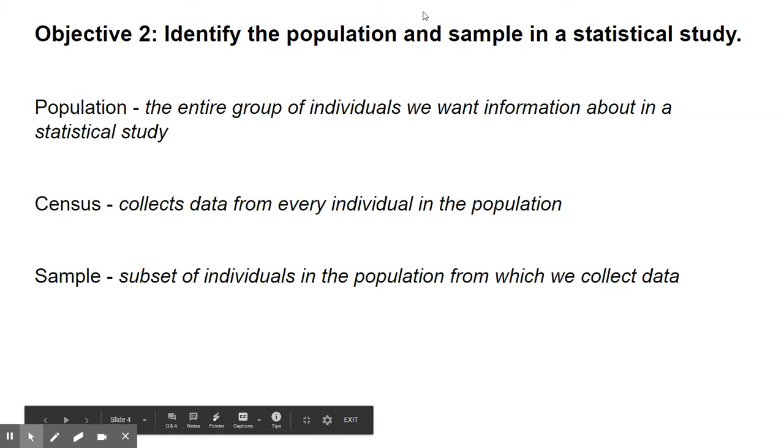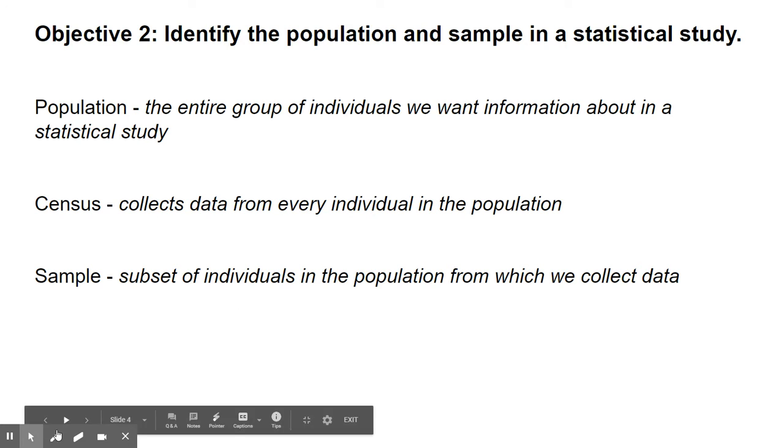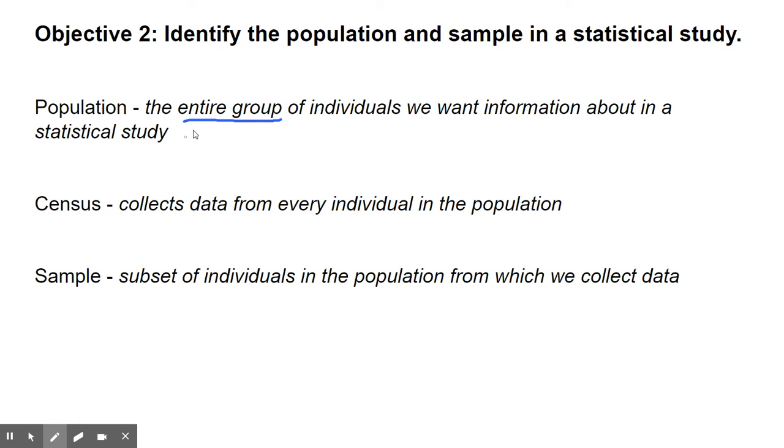All right, objective two, very important objective. Identify the population and sample in a statistical study. So, when we talk about a population, the population is the entire group of individuals we want information about in a statistical study. The entire group. Typically, we use the word all to describe the population, and that signifies everybody.